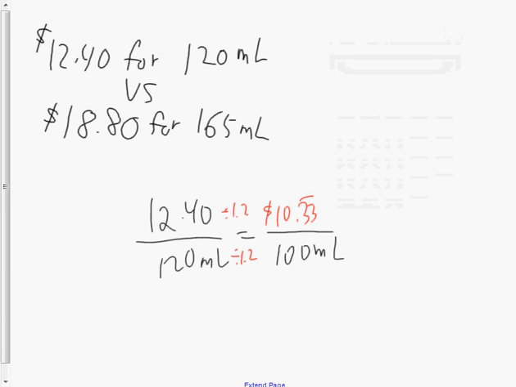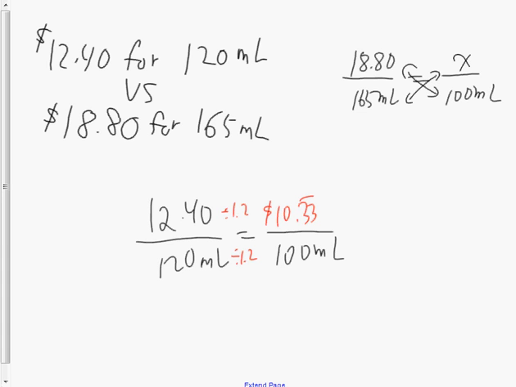Your next one is $18.80 for 165 milliliters. How much is it for 100? Now this time, I might not be sure that I have to divide by 1.65. If you don't know that, the other way that we learned that you should always use for proportional reasoning is put an X there and create an algebraic equation. Now making sure your units are the same. So milliliters, milliliters, great. Dollars, dollars, great. We're okay to use this method.